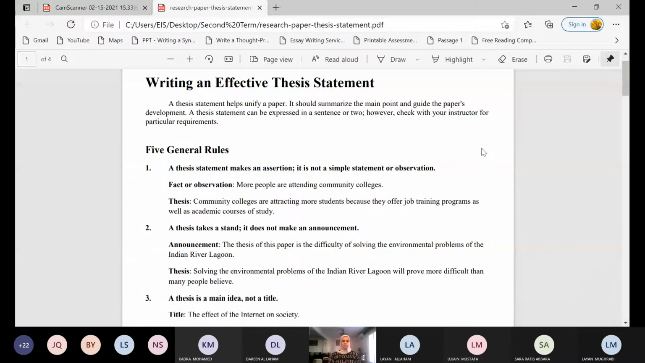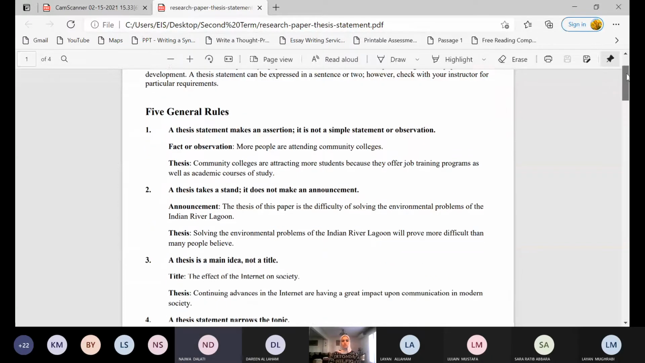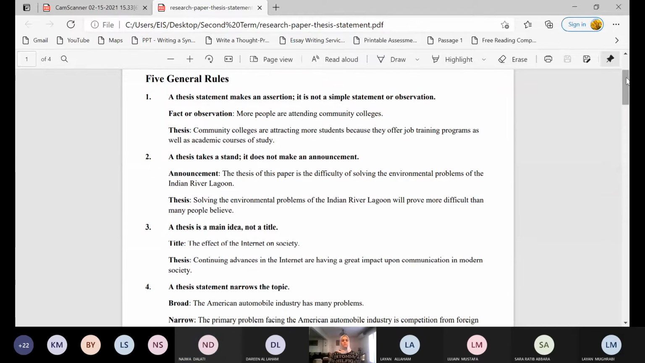Najwa? Yes, Miss. Writing an effective thesis statement. A thesis statement helps unify a paper. It should summarize the main point and guide the paper's development. A thesis statement can be expressed in a sentence or two. However, check your instructor for particular requirements. What are the 5 general rules for writing a good thesis statement?